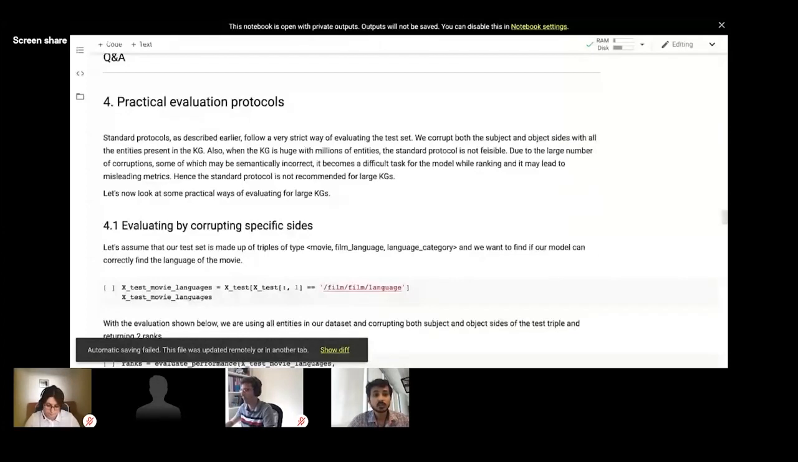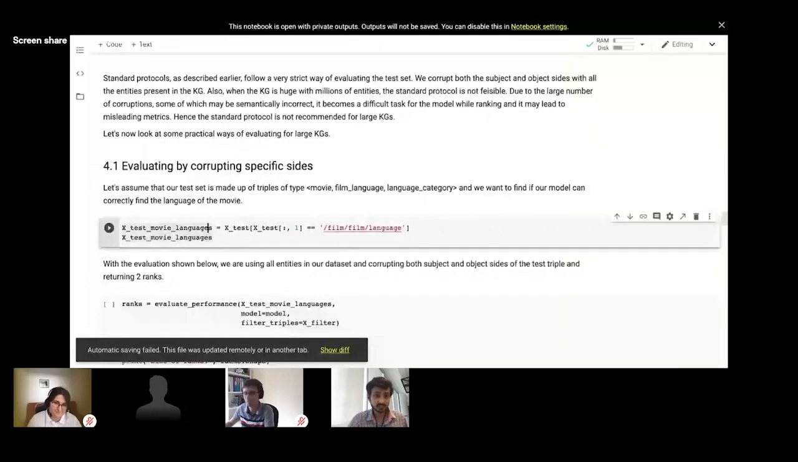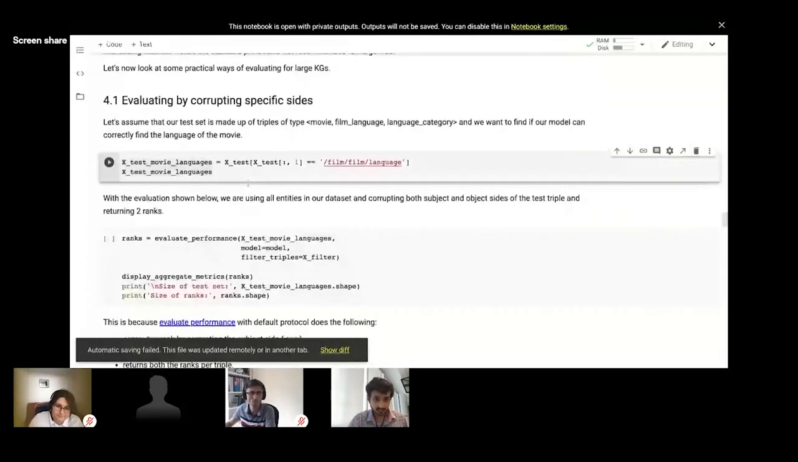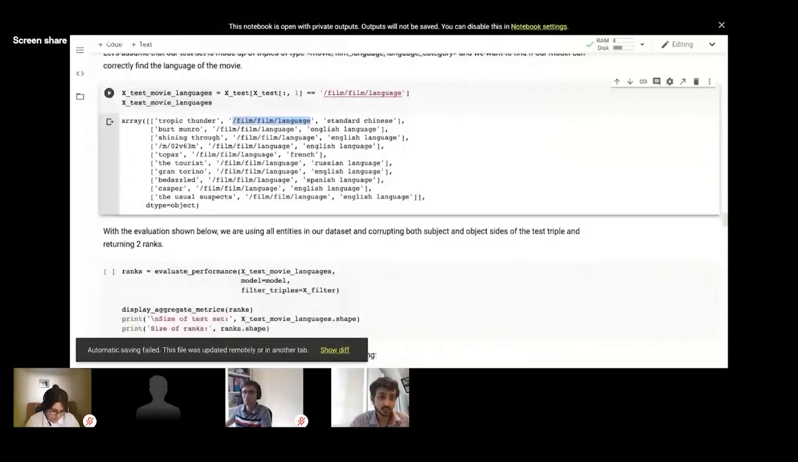So now coming back to the practical way of evaluating it. As I mentioned earlier, in the ranking protocol, usually what we do is we use all the entities that are there in our data set to generate the negatives during evaluation. So let's consider this test set now, and I'll tell you what I mean by it. Let's say I have a test set which has only these many triples. So you have Tropic Thunder, the language of the film is Chinese, you have some other film whose language is English, and so on. So I have selected a test set with only one particular relation, that's language. And I want to find out the language of the film. So this movie, which language is it made in? So this is what I want to find out.